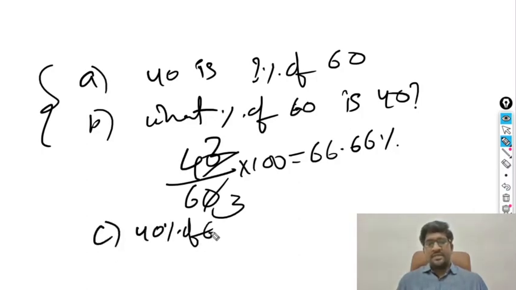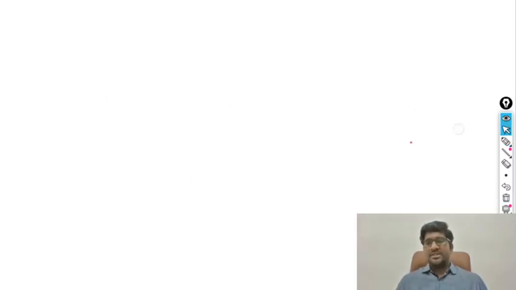And this one is different from 40% of 60. 40% of 60 is different. That is 4 sixes are 24, and the zero gets cancelled with the zeros in 100. These are some of the things we discussed in the last one.